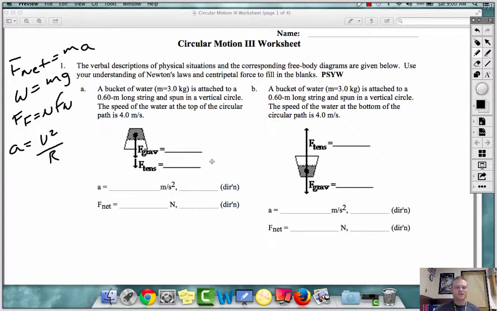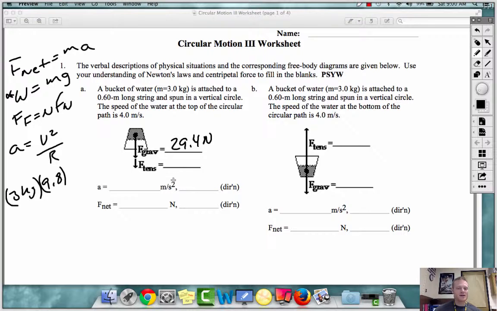The first one that I think would be easiest to solve for is F grav. Okay, because F grav is just the force of gravity, and I'm just going to use this weight formula to figure that out. So the mass of the bucket is 3 kilograms, and if I multiply that by g, which is 9.8, and you do that math problem, I get a force of gravity of 29.4 newtons. Okay, so we just did one.